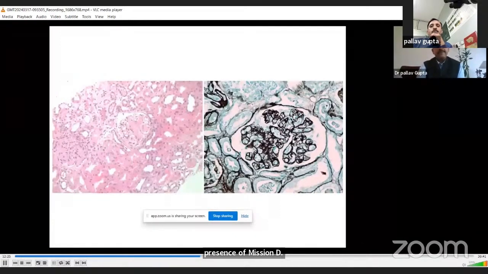In this slide, we can see the presence of numerous fibrin thrombi within the glomerular capillary loops, and on the right we can see the presence of double contour appearance of the GBM, and this is a chronic TMA morphology.